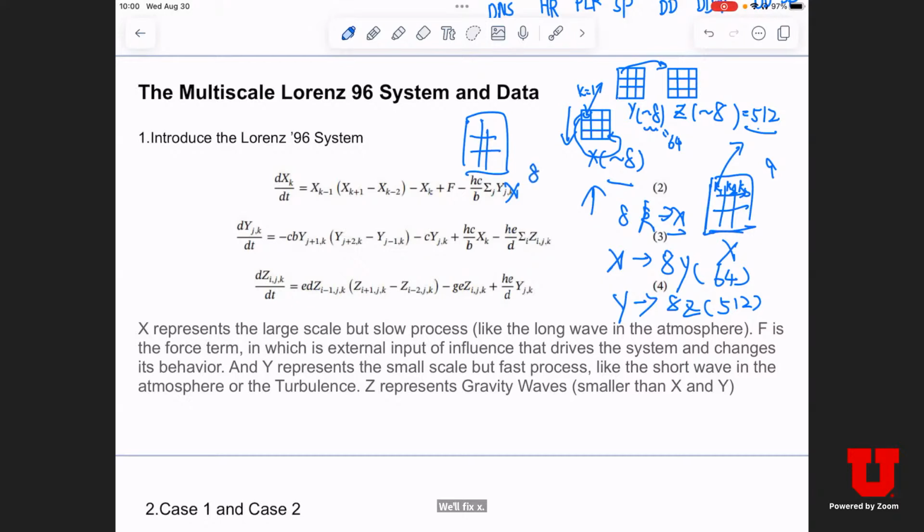But in the paper it is a fixed X. So they do have their own K. So does it make sense? Okay, got it. Yeah.